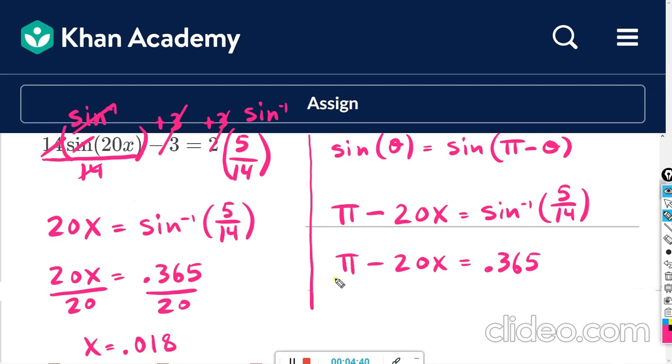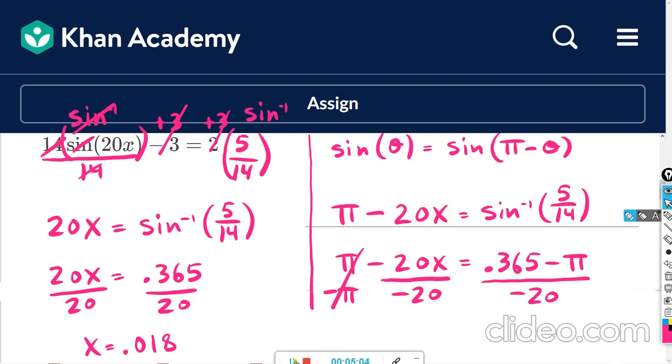On this equation here, solving for x, we need to subtract pi from both sides. And it cancels here. And solving for x, we divide both sides by -20. And I'm going to do this on the calculator using the pi key and make sure it's set to radians. And I get x equals 0.139.